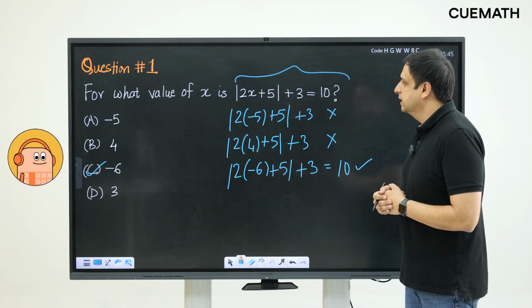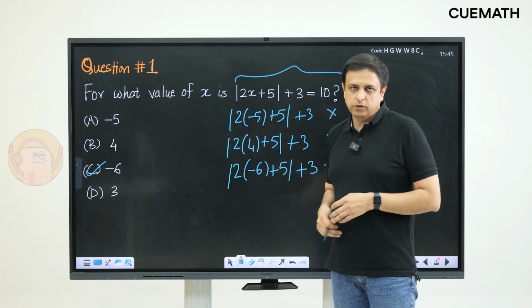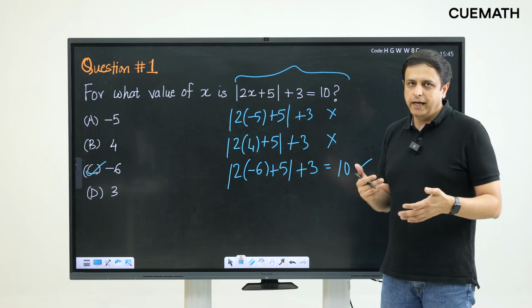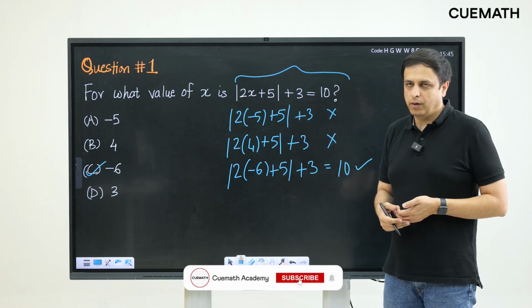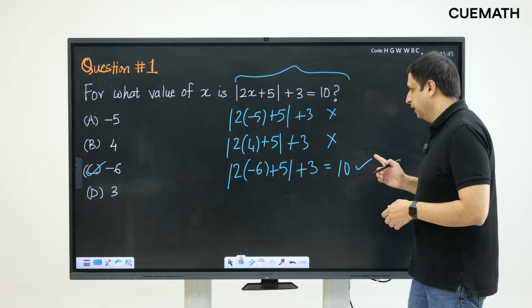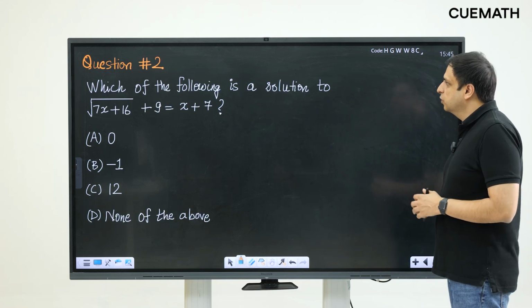So this option x equal to minus 6 works for us. This is our answer in this case, and you can actually check that the fourth option also does not work. So this is what it means to try out the options. You take the options one by one and you use them in the given question and you see which one is fitting. Now let us take question number 2.